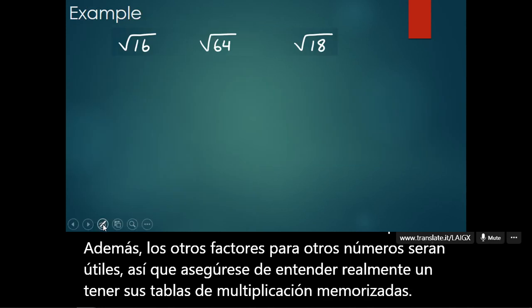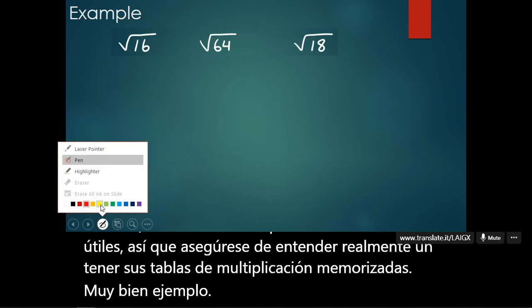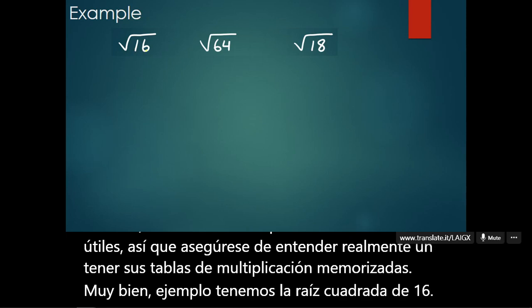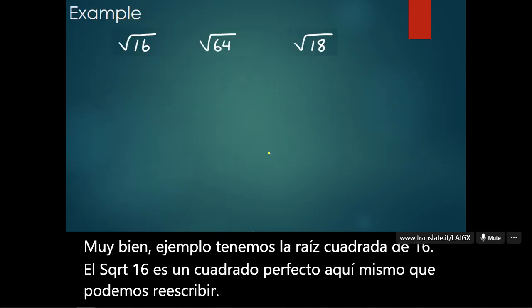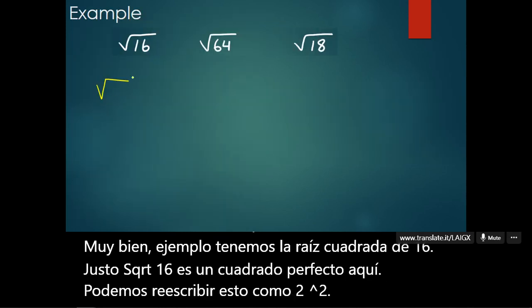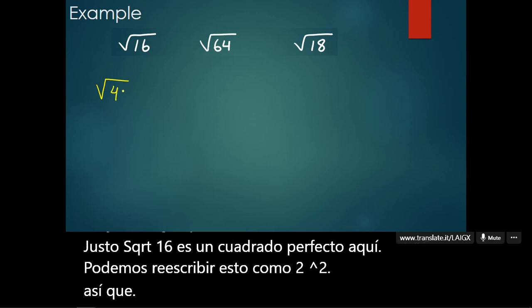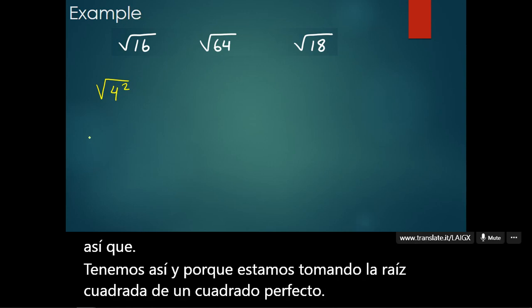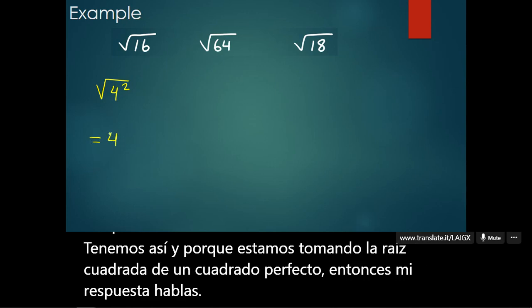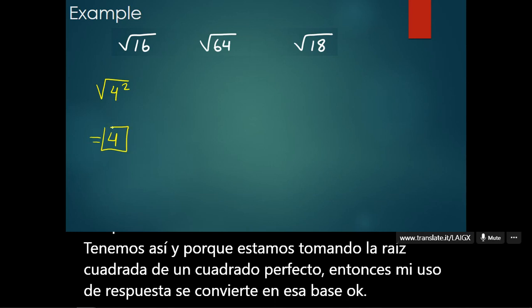All right, example, we have the square root of 16. The square root of 16 is a perfect square right here. We can rewrite this as 4 squared. And because we're taking the square root of a perfect square, my answer just becomes that base, 4.